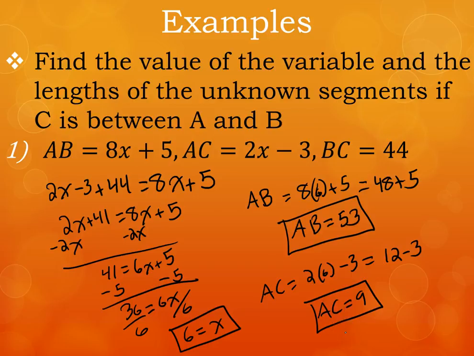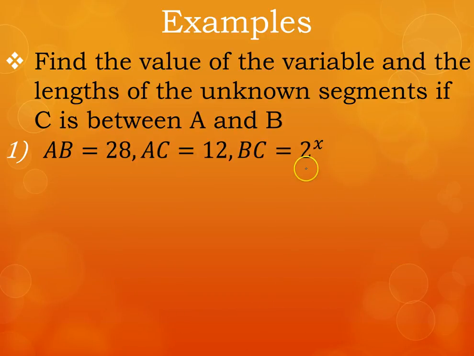Okay, one more together. The reason why is because this one's a slightly different kind of problem. This is not 2 times x, this is 2 to the x power. This is an exponential equation. The setup is still the same: 12 plus 2 to the x equals 28. Two smaller pieces add to be the larger. That setup has not changed no matter how the problem looks.